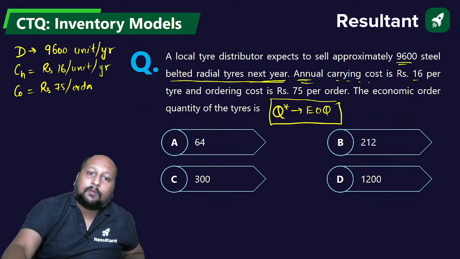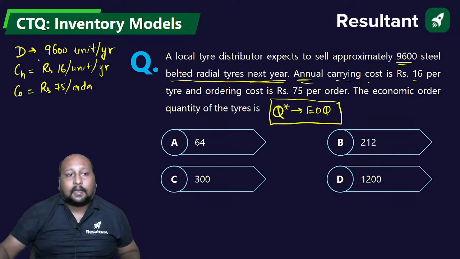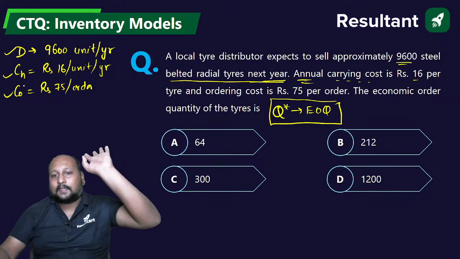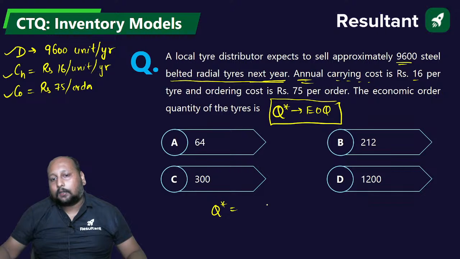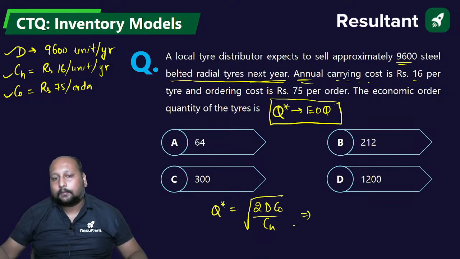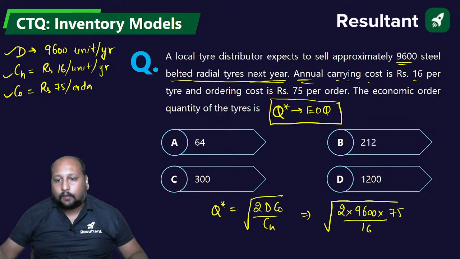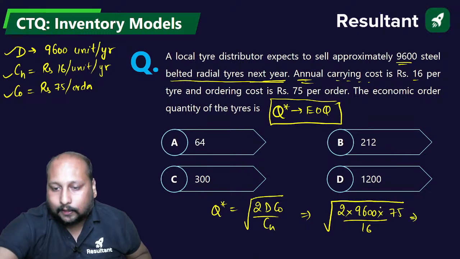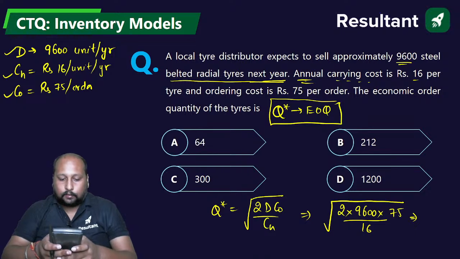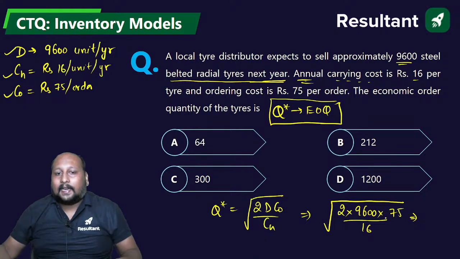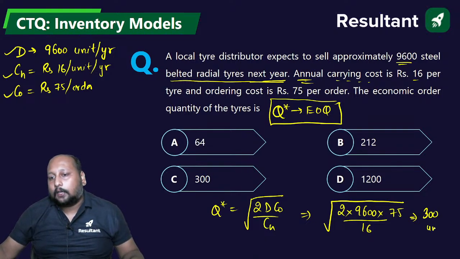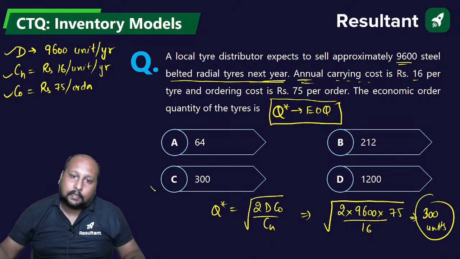Now coming back to this equation, this was asked in the GATE examination. They are asking EOQ. They have given D, CH and CO. Place them and tell me the answer. Q star they are asking: root of 2DCO by CH. So 2 into 9600 into 75 by 16, root of this. Tell me what answer you are getting quickly. We are getting exactly 300 units. Option C.